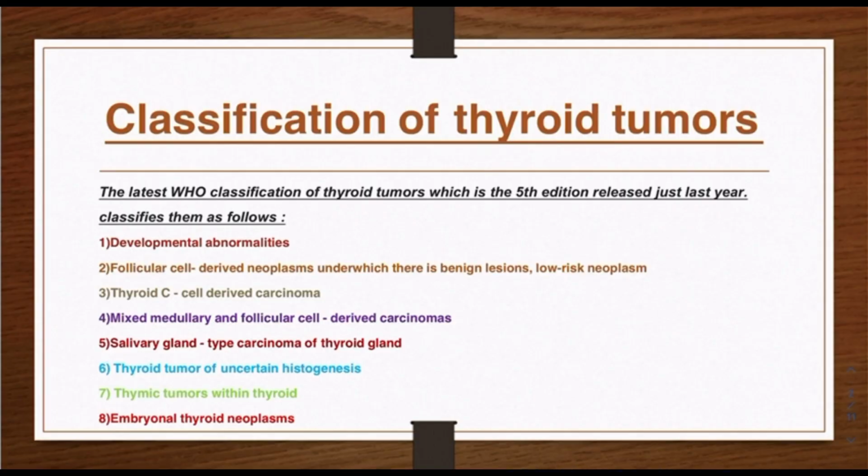What exactly are thyroid tumors? When we put both the words together, it makes sense for us to say that it is any kind of abnormal tissue that involves the thyroid gland. The classification of the same has, however, been very puzzling to pathologists worldwide. The latest WHO classification of thyroid tumors, which is the 5th edition released just last year, is given as follows.